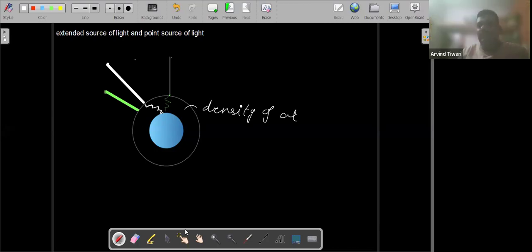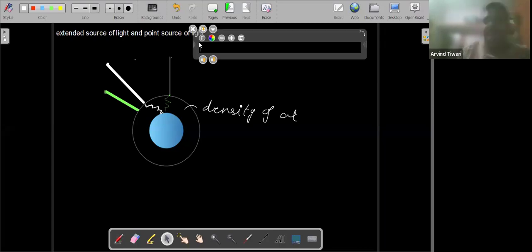Okay, so I want a written answer for this. Everyone, this is your question for homework. Your homework here is you will write the reason for this: why stars twinkle and planets do not.